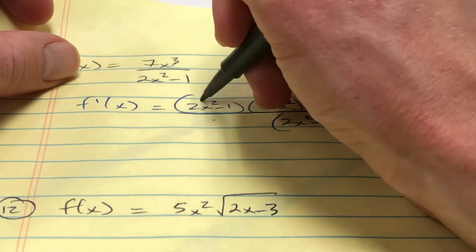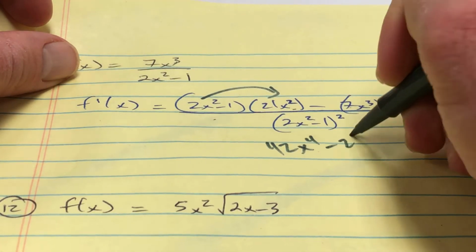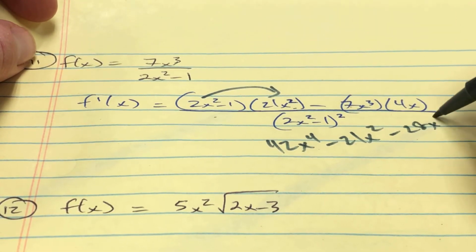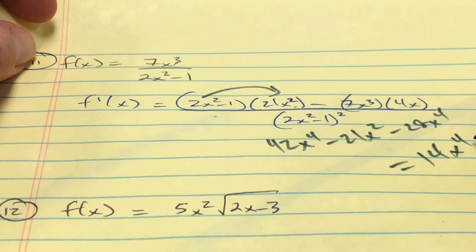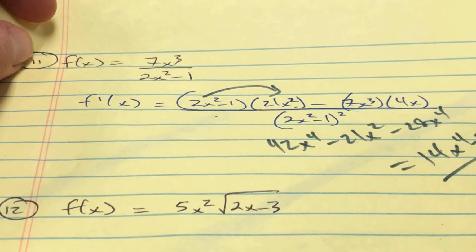Honestly, you just distribute here. That is 42x to the fourth minus 21x squared minus 28x to the fourth. So you're looking at 14x to the fourth minus 21x squared over 2x squared minus 1.